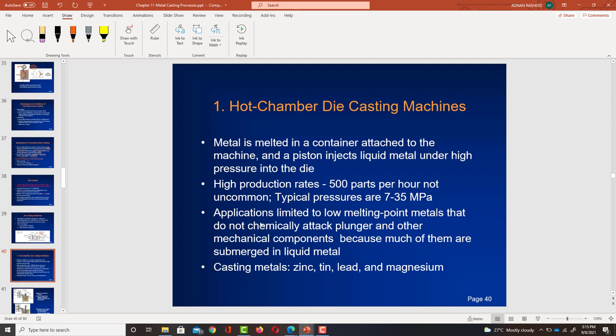While application is limited to low melting point metals that do not chemically attack the plunger and other mechanical components, because of much higher submersion in liquid.